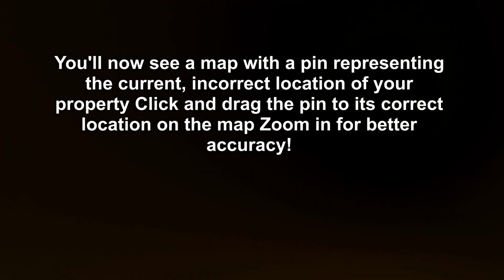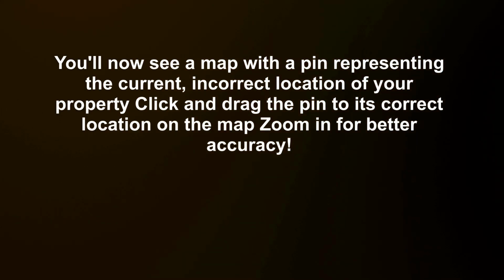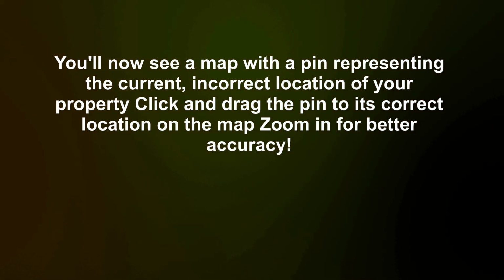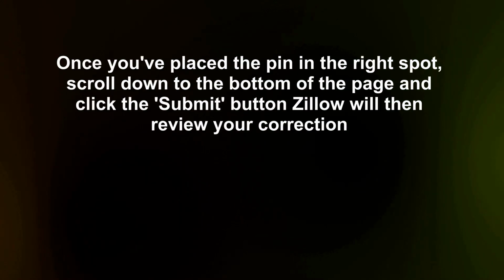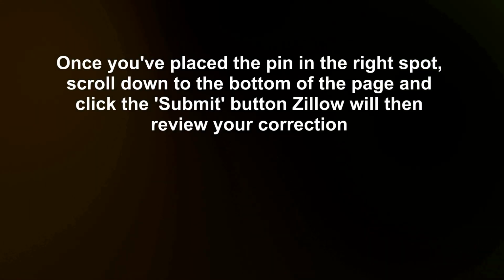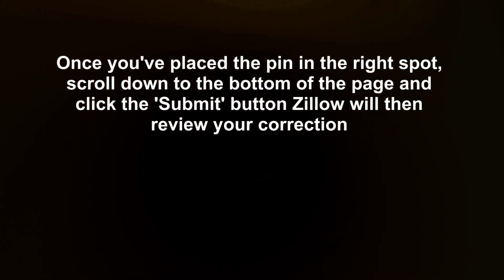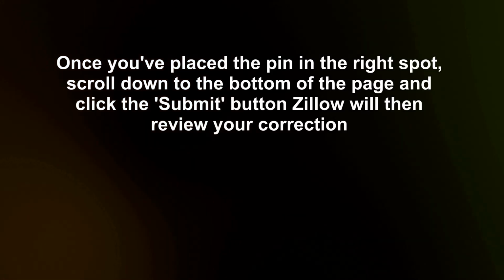You'll now see a map with a pin representing the current, incorrect location of your property. Click and drag the pin to its correct location on the map. Zoom in for better accuracy. Once you've placed the pin in the right spot, scroll down to the bottom of the page and click the Submit button. Zillow will then review your correction.